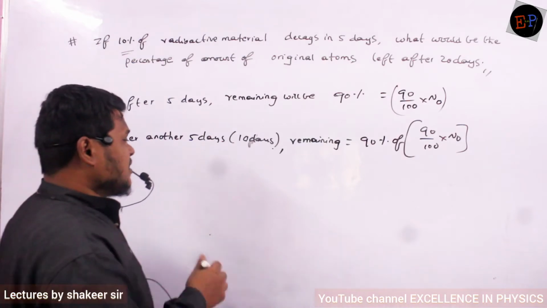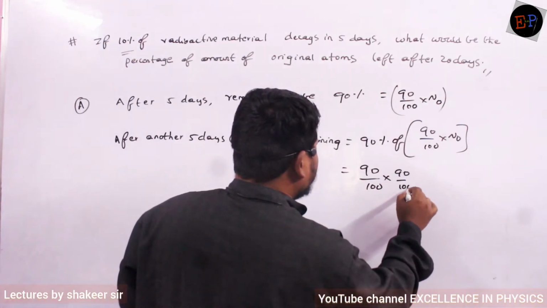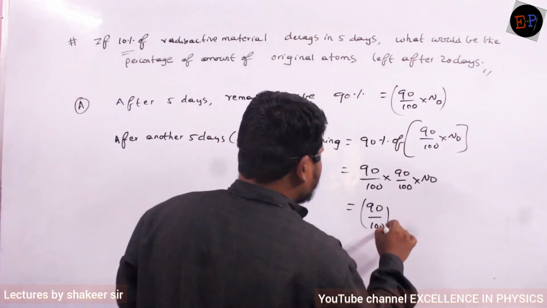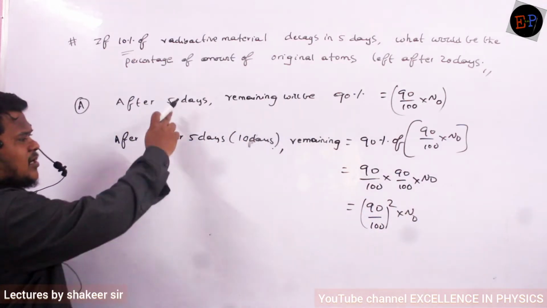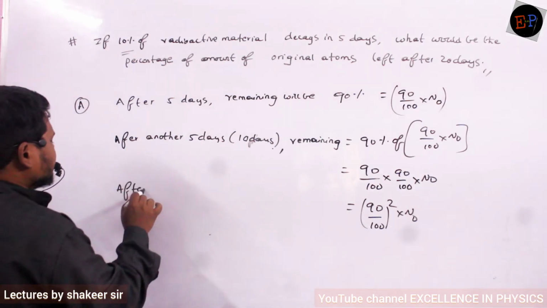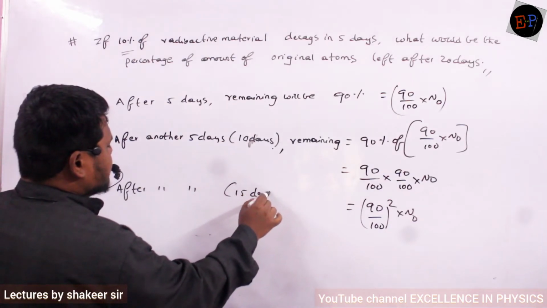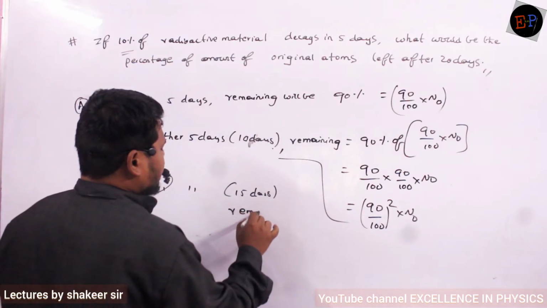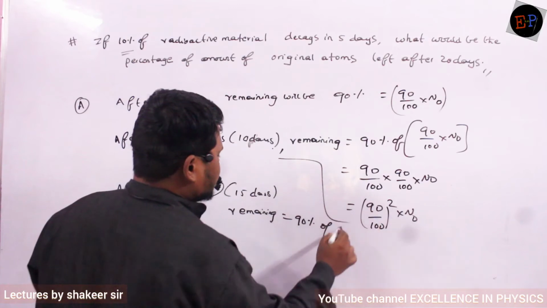Understand? So therefore, how can I write? I can write again 90 by 100 multiplied by 90 by 100 multiplied by n naught. Clear? So (90 by 100) whole square multiplied by n naught. Okay. So total how many days completed? 10 days completed. So write down after another 5 days. After another 5 days, so total how many days? 15 days. Now what is the remaining atoms? Again it is 90% of these atoms.